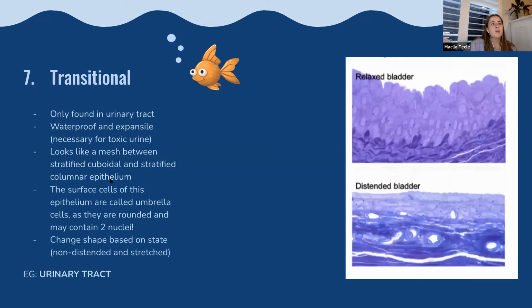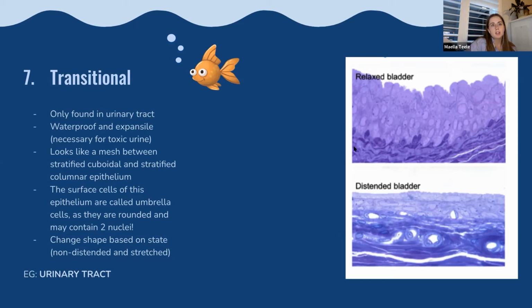All right, next up we have transitional epithelium. So this epithelium is unique. It's only found in the urinary tract, and it's waterproof and expansile. So the waterproof nature of this epithelium is necessary because urine's quite toxic. If you have a look at the epithelium here, it does look a bit like a mesh between stratified cuboidal and stratified columnar as well. So if you can see, it just looks a bit weird.